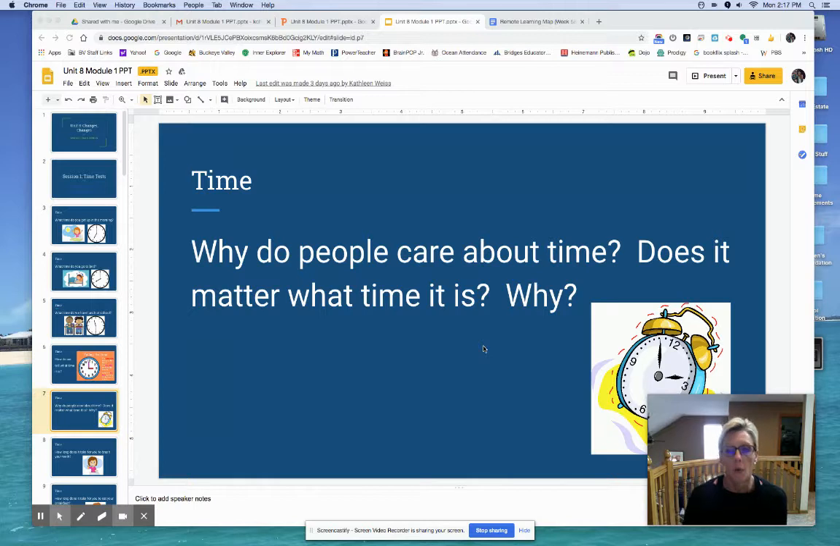Time is important to me because I know what time I need to be places. Maybe I have a doctor's appointment. Maybe I have a dentist appointment. Time tells me when I need to be at work. Time tells me when I need to make sure I have lunch ready or when I have to have dinner ready. Okay, so time helps me schedule my day.